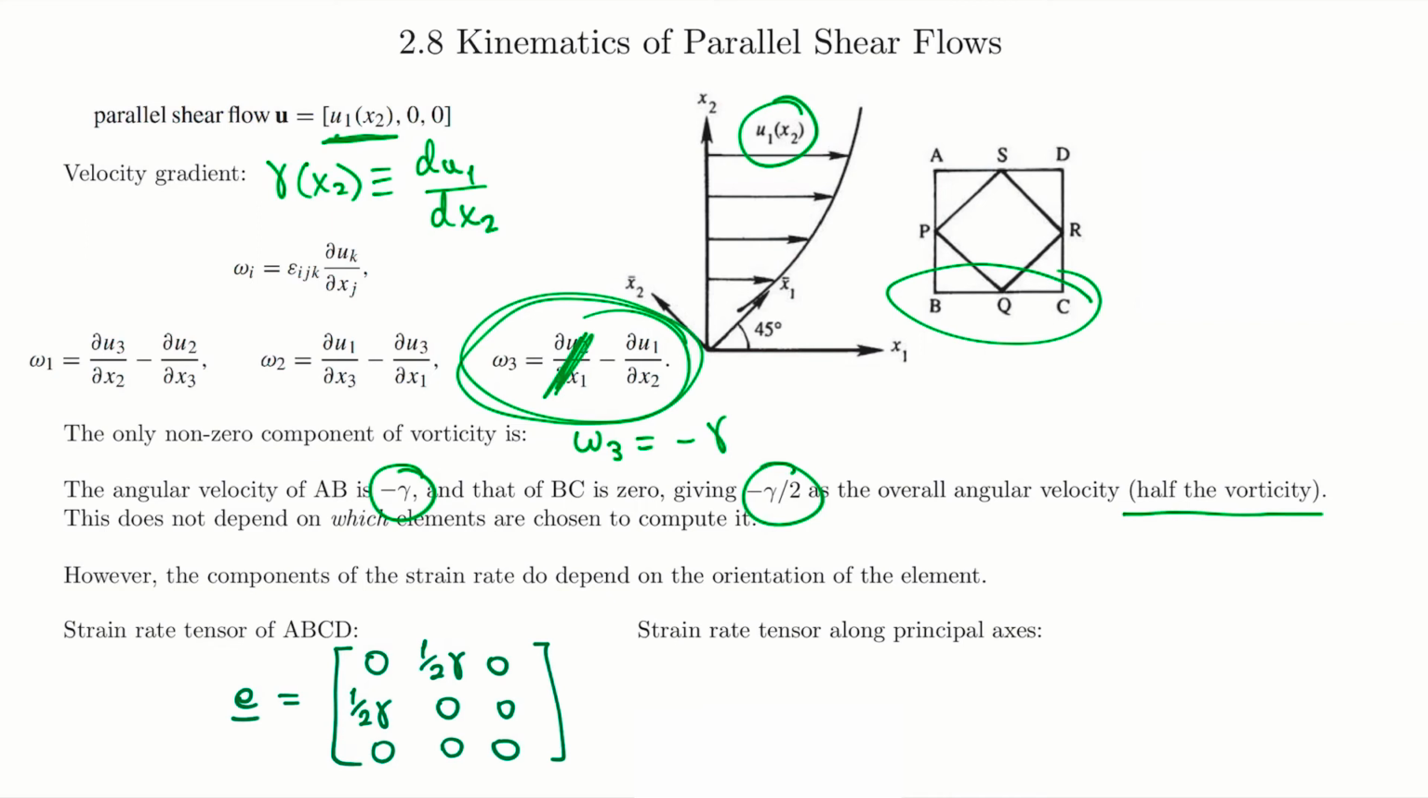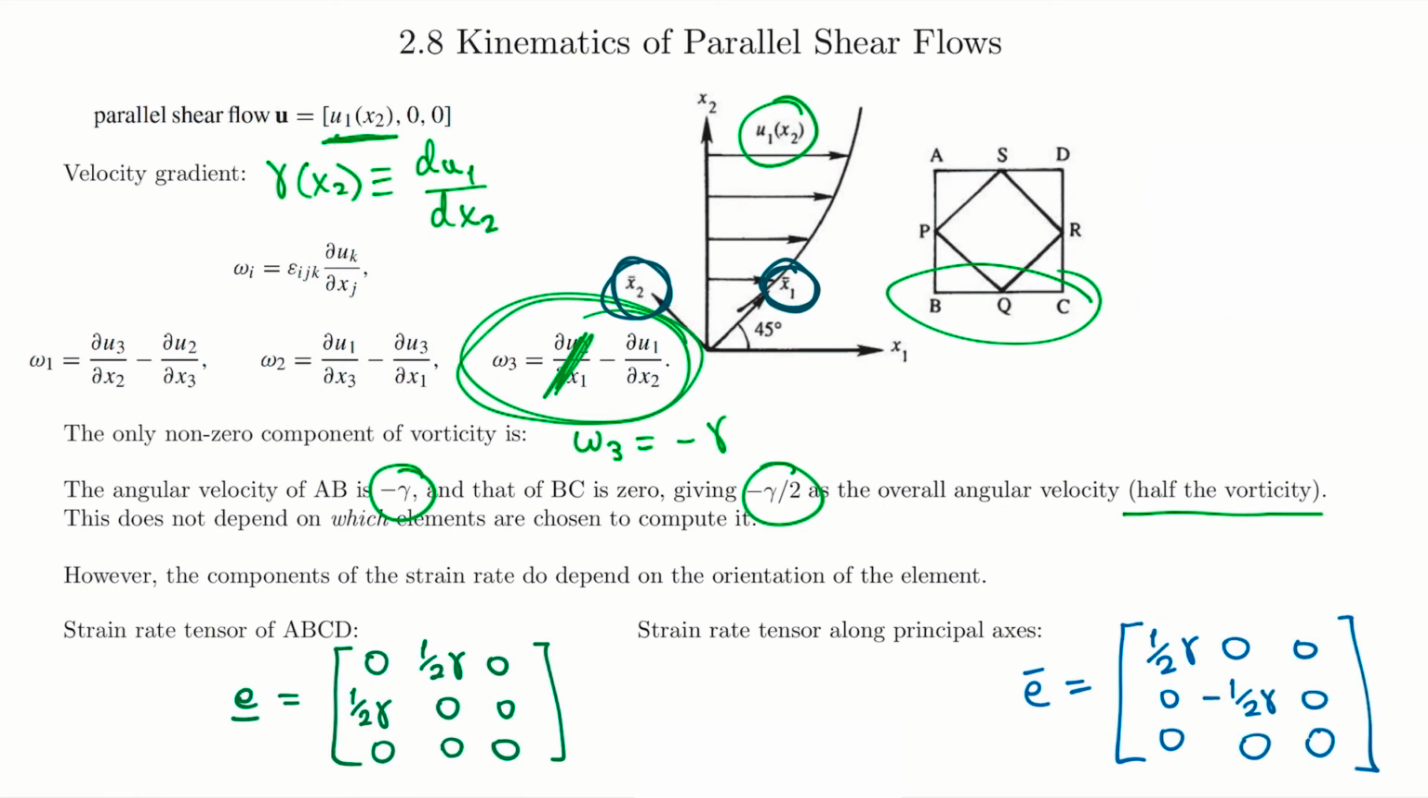So then if we do that, we'll see that this corresponds to our principal axes, which we're going to denote with the overbars, right? So I'll circle that here and here. And the strain rate tensor for that is this. Okay, that's what we end up with, right?